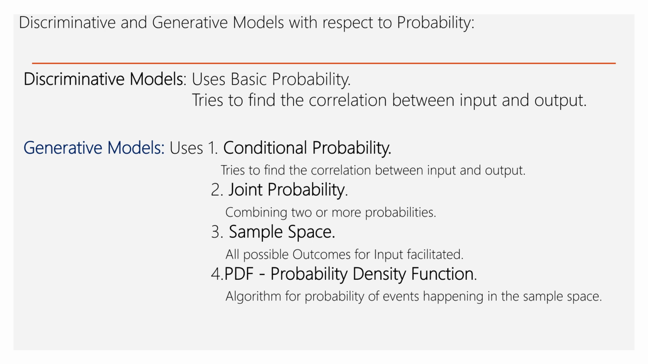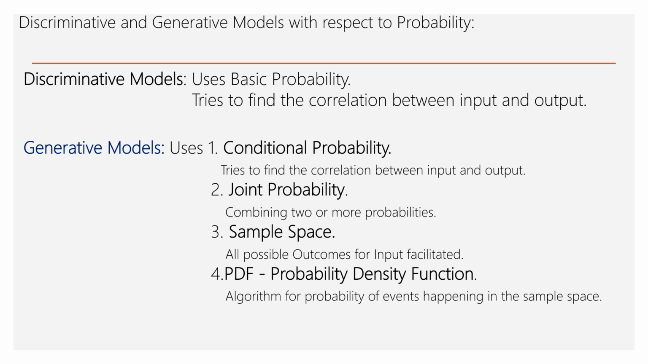In a generative model where we are trying to create new things, we use four concepts. The first one is conditional probability, then joint probability, sample space, and PDF, probability density function. The first one, conditional probability, is in sync with the basic probability. We are trying to understand the relation, the correlation between the input and output. The second one is joint probability. That means the probability of two or more events happening at the same time, understanding the likelihood of multiple events occurring together. That's what we try to understand with joint probability in the generative models.